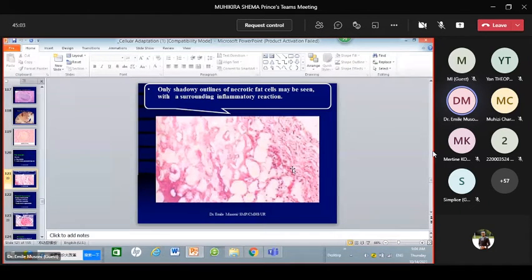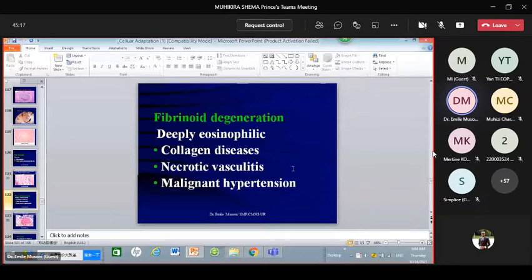For this one, there will be inflammation and injury to the fat. There will be fat with inflammatory cells. This one is known as fat necrosis, even in the case of pancreatitis.